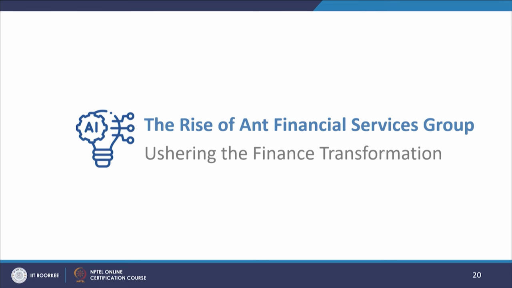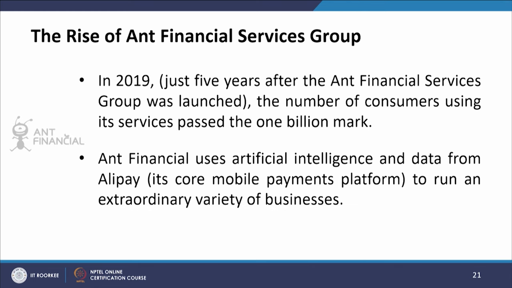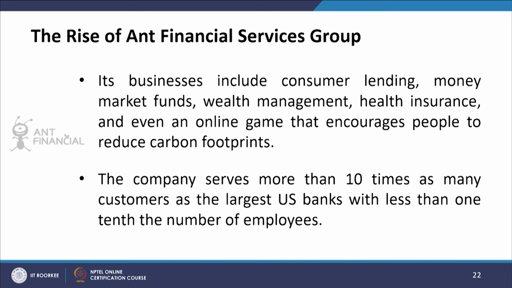Now let us look at the rise of Ant Financial Services Group, ushering in financial transformation. In 2019, just 5 years after the Ant Financial Services Group was launched, the number of consumers using its services passed the 1 billion mark. Ant Financial uses artificial intelligence and data from Alipay, its core mobile payment platform, to run an extraordinary variety of businesses. Its businesses include consumer lending, money market funds, wealth management, health insurance, and even an online game that encourages people to reduce carbon footprints.